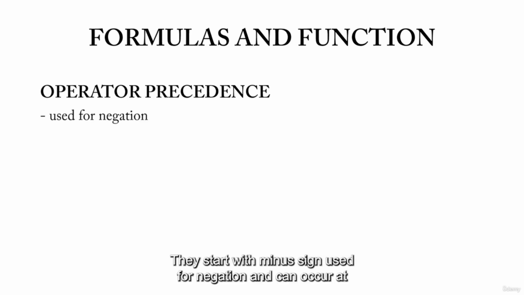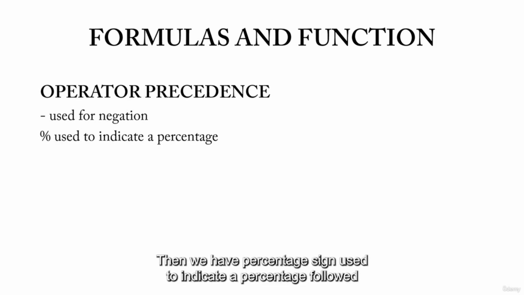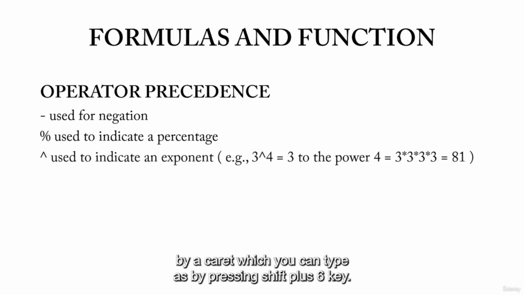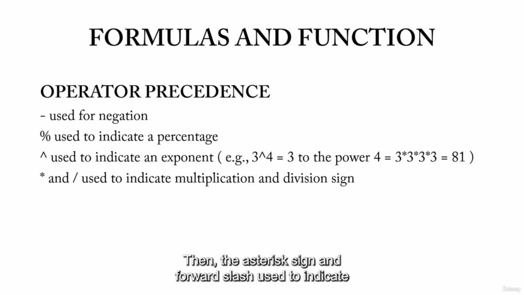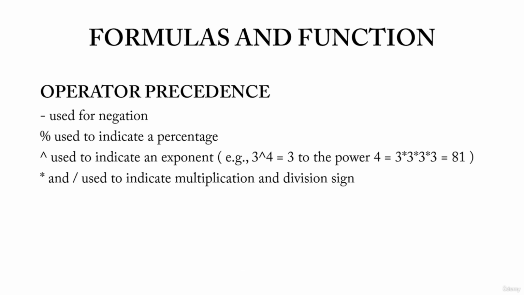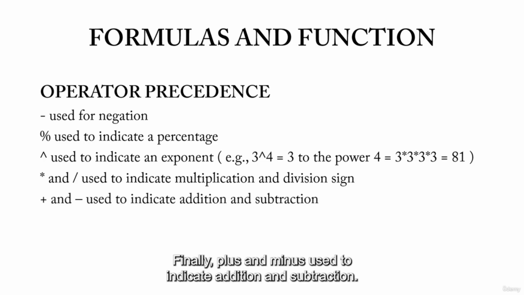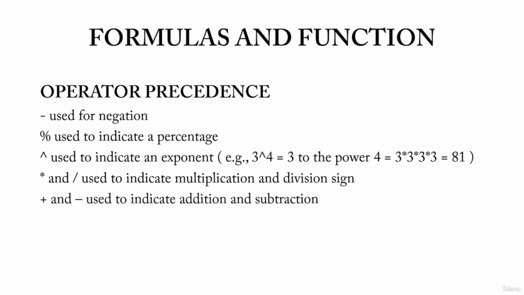They start with the minus sign used for negation and can occur at the start of an expression. Then we have the percentage sign used to indicate a percentage, followed by a caret, which you can type by pressing Shift plus 6 key together. That indicates an exponent. So 3 caret 4 is equal to 3 to the power 4. Then the asterisk sign and forward slash used to indicate multiplication and division. Finally, plus and minus used to indicate addition and subtraction.